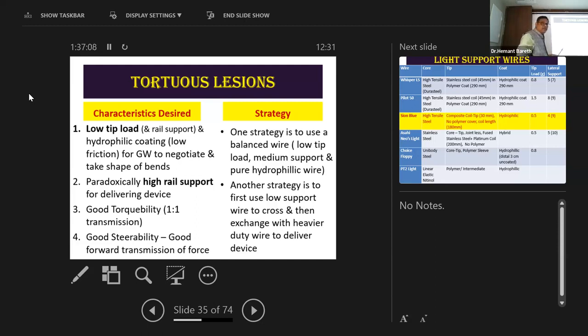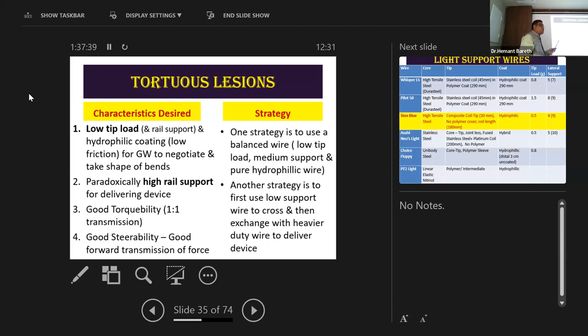It should be either a hydrophilic coating, which has a low friction, or even a polymer coating, which has even lower friction, to negotiate and take the shapes of the bends. But the contradiction is that on this wire you have to push a device. So that device requires a higher support to negotiate those bends. So paradoxically, the rail support should be high for delivering the device.